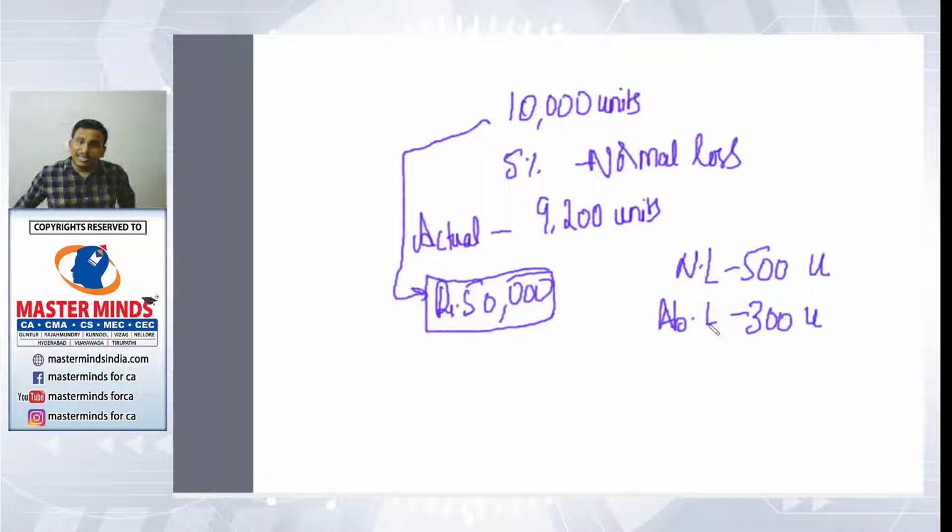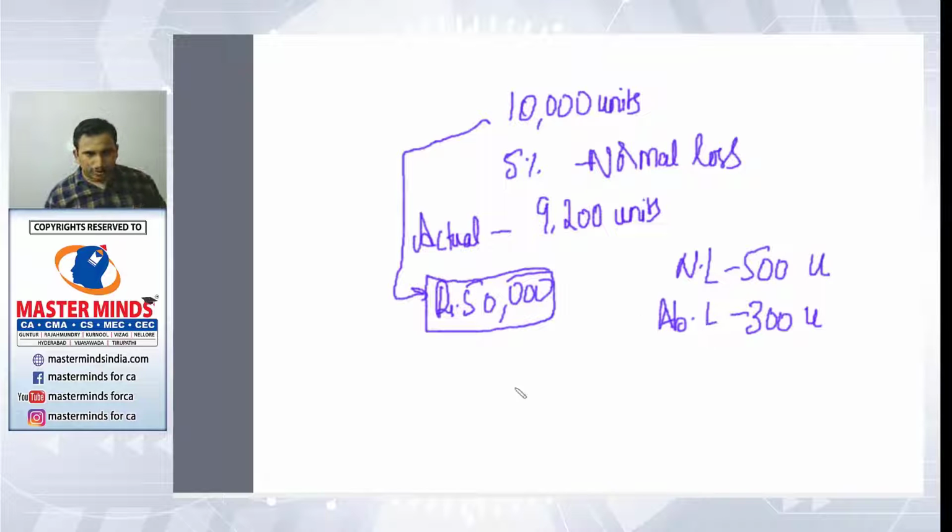Whereas abnormal loss should not be considered in the cost of a product, and it should be charged to the P&L. Make it very clear. Normal loss should be charged to the cost of inventory. It should be added to the cost of the inventory, whereas abnormal loss should not be charged. So how to recognize that?